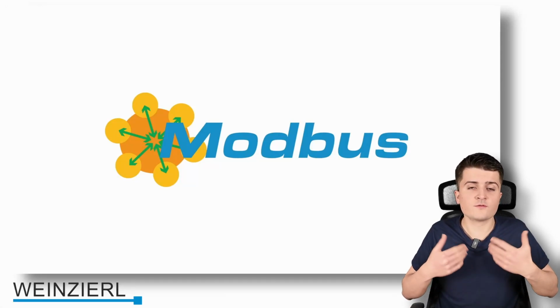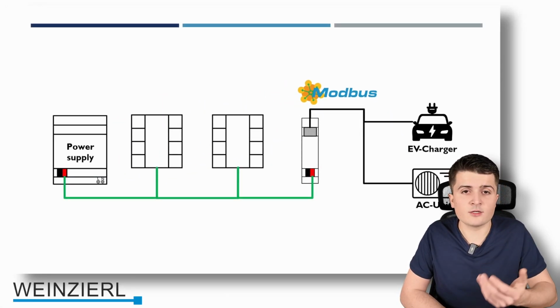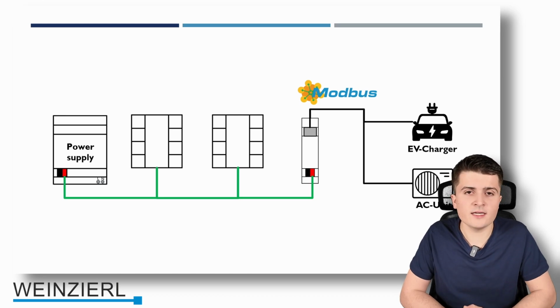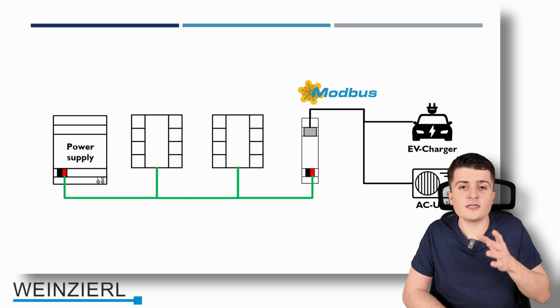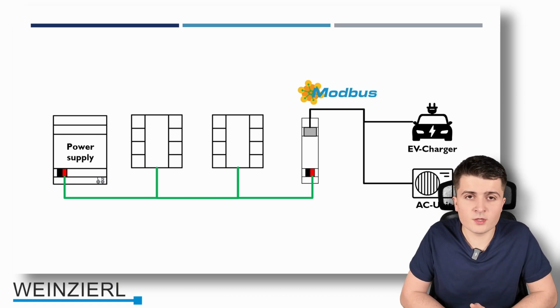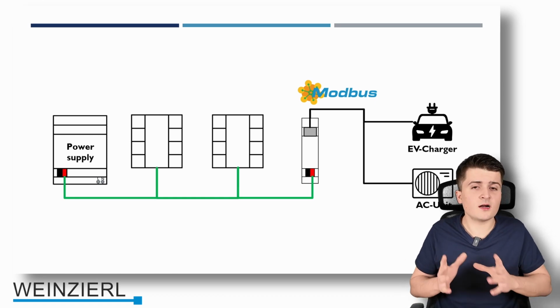Modbus itself has been used for a long time now and is nowadays commonly used, for example, in electric vehicle chargers, in photovoltaic inverters or also in AC units. And with the Weinzierl gateway you can get the information of those Modbus RTU devices into your KNX system. But what's Modbus RTU now?